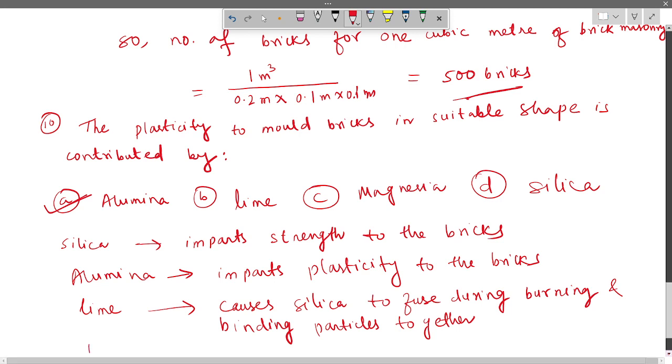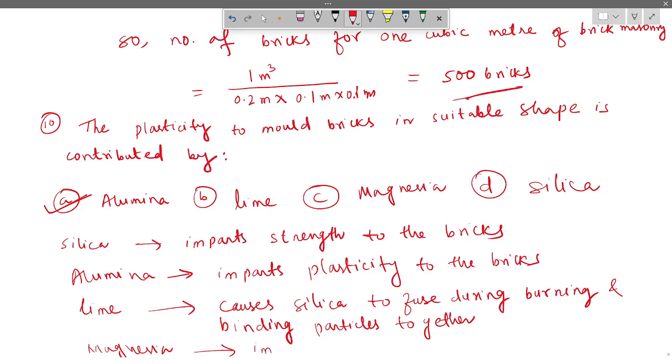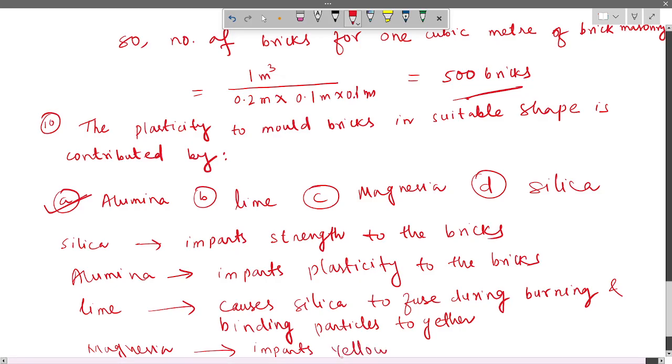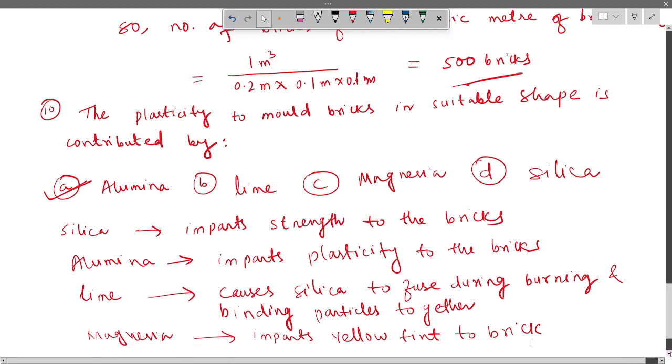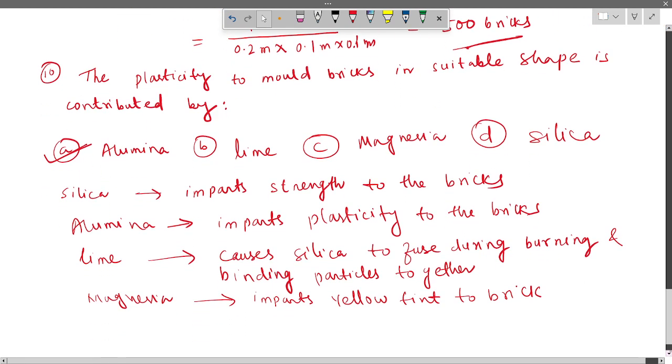What will be the function of magnesia? It imparts yellow tint to brick. मैग्नीशिया का क्या काम है? ये ब्रिक्स को येलो कलर इम्पार्ट करता है. Okay, now iron oxide. Function of the iron oxide, which is called ferric oxide or simply iron.